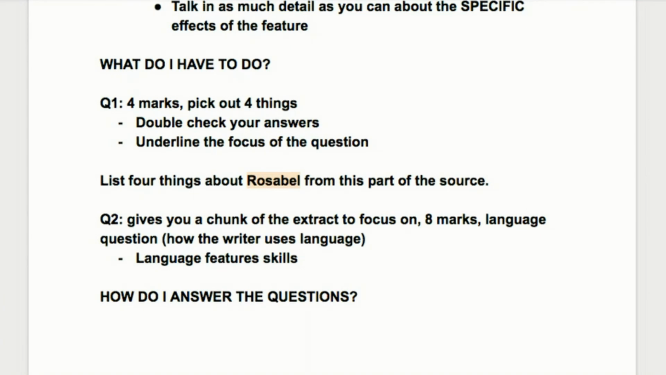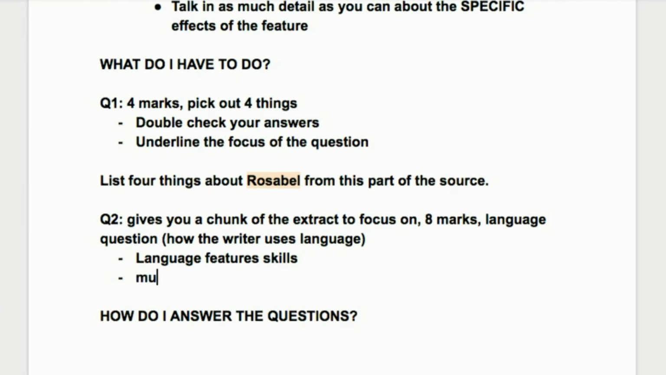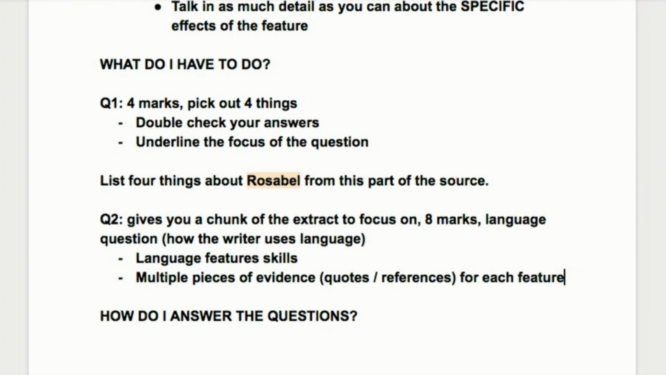So you need to be able to talk about language features, you need to be able to pick out the effects of the features, you need to go into as much detail as possible about each feature and what it's doing. Ideally, you want to find multiple pieces of evidence. By piece of evidence, what I mean is a quote or reference for each feature. If you're aiming for an A or A star, they tend to pick out multiple examples that prove the same feature, those types of answers.